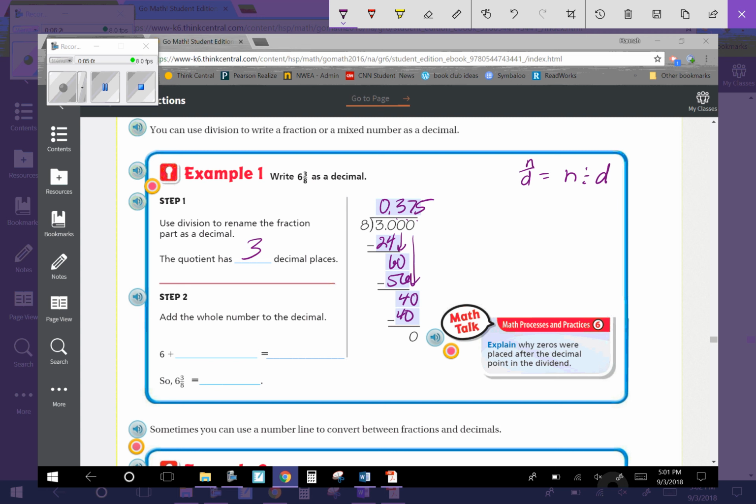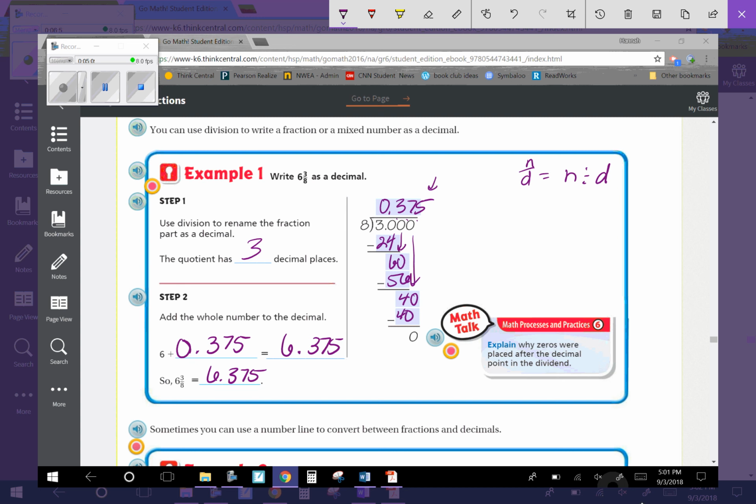Now we're going to add the whole number to the decimal. So we're taking 6 plus what we got right here, which is 0 and 375 thousandths, which equals 6 and 375 thousandths. So 6 3/8 equals 6 and 375 thousandths. Okay, don't overthink it. You're just doing division with the decimal.